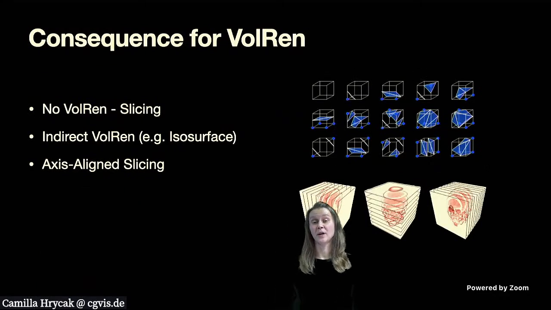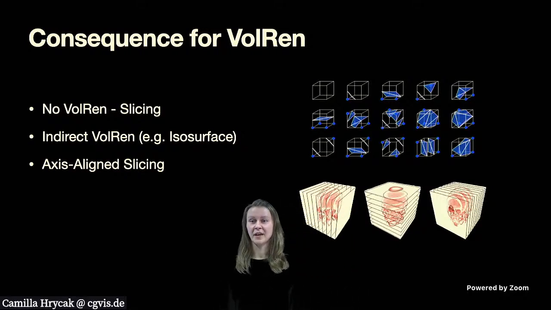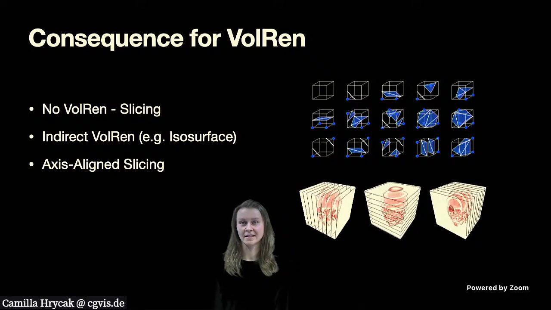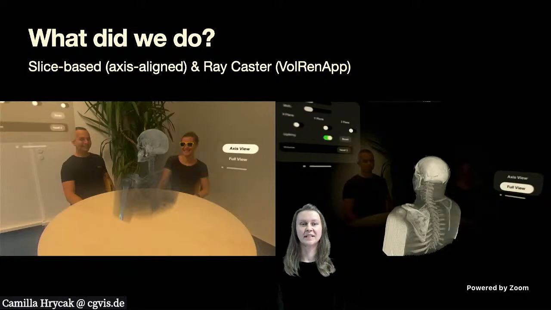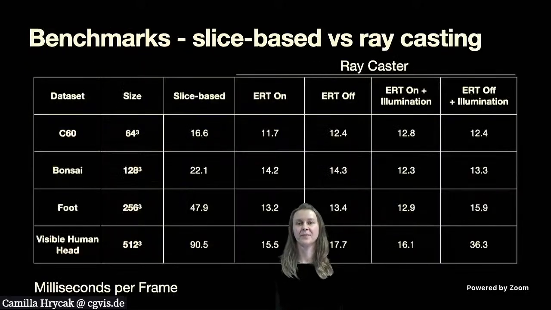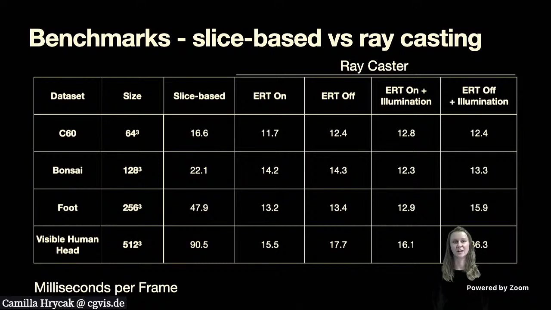This leaves us with three options. Either we avoid doing direct volume rendering altogether, or we use indirect volume rendering as an alternative, for example, when we extract isosurfaces, or we have to implement axis-aligned slicing. What we did in our group is that we implemented and examined axis-aligned slicing for the mixed space and a raycaster-based volume rendering in full immersive space. For the raycaster-based volume renderer, we also tried out different settings and measured changes in the performance. So now let's take a closer look at the results.